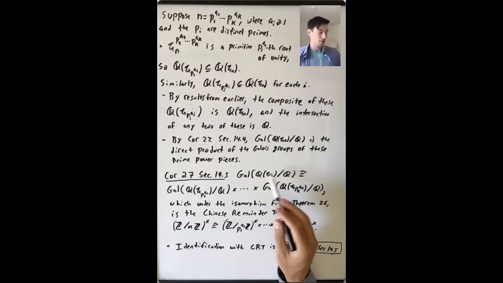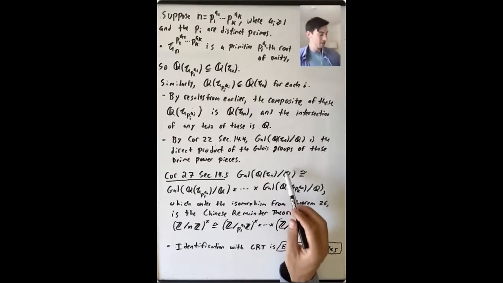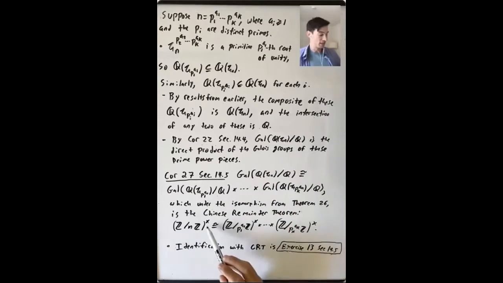Okay, so we understand what Galois groups of cyclotomic extensions look like. I'll pause and erase and give a definition and talk about some related questions.